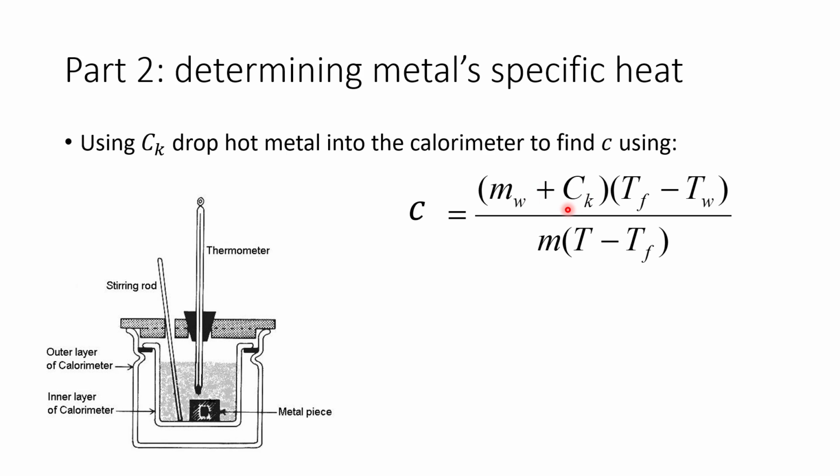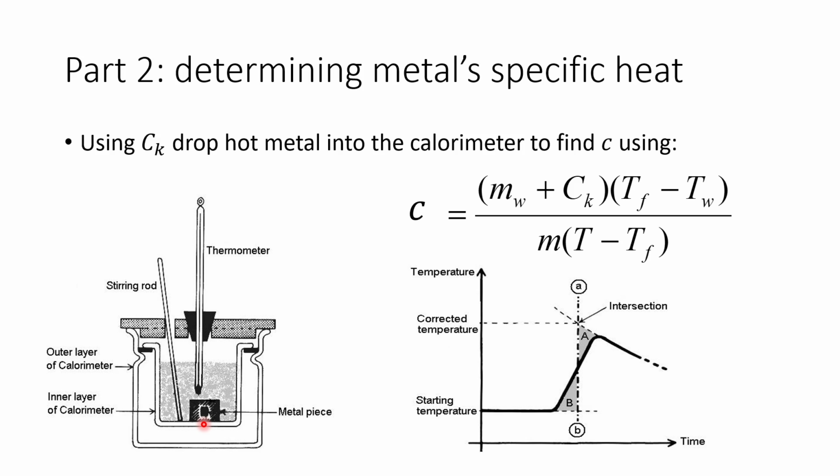Once you look up the CW, you measure the mass of the water being put in here. You know CK from part 1. You can calculate the temperature difference, and once you weigh the metal piece, you know its initial temperature, you know the final mixing temperature, then you can actually calculate the heat capacity of this metal piece. So by doing that, you do the same trick.